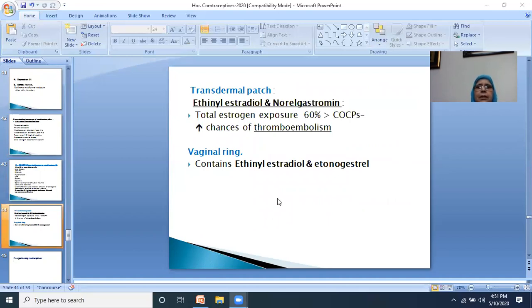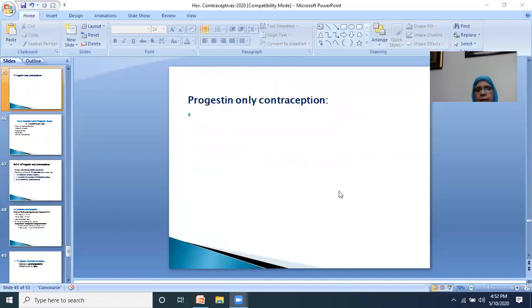So apart from oral combination contraceptives, a combination of ethinyl estradiol and norelgestromin is available in the form of a transdermal patch. Each patch is applied each week for 3 weeks and the 4th week is patch free. Total estrogen exposure is 60% greater than oral contraceptives, so the chances of thromboembolism are more. Then a vaginal ring, which contains ethinyl estradiol and etonogestrel, is also available. So that is about these combination oral contraceptives.